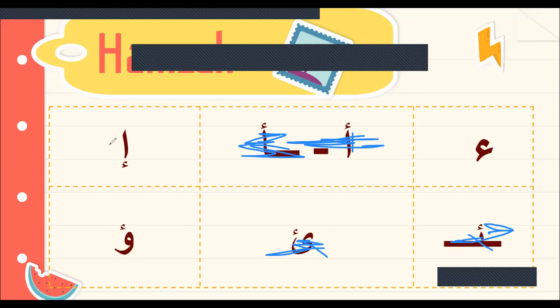I know that this is a base. I don't pronounce the alif up. I don't pronounce the waw. All the time I'll be pronouncing the hamza as hamza, a, i, o. Whatever comes down, I don't care. It is still a hamza.